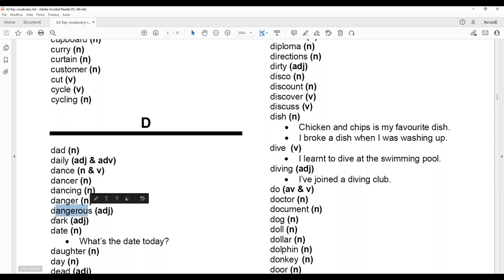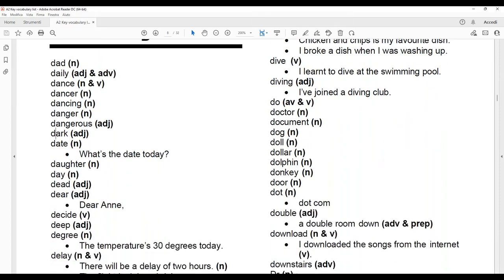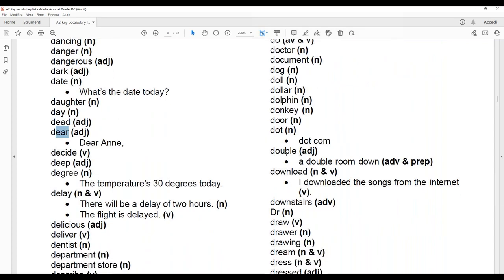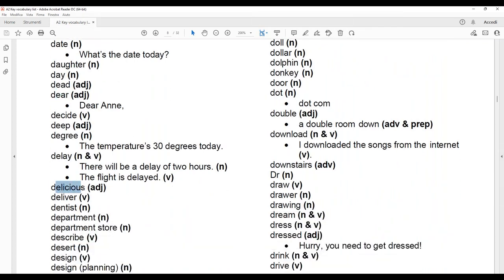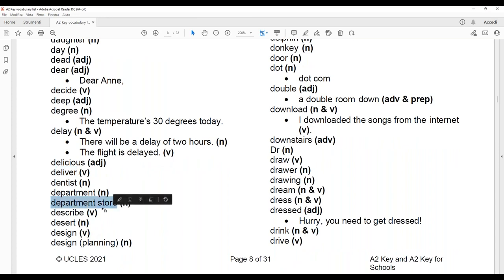Dangerous, aggettivo, pericoloso. Dark, scuro. Doctor, dollar, dolphin, delfino. Donkey, asino. Door, dot, deer, cervo. Double, doppio. Download, scaricare. Delicious, delizioso. Deliver, consegnare. Dentist. Department store, è un negozio di abbigliamento. Describe, descrivere. Design. Dream, sognare.